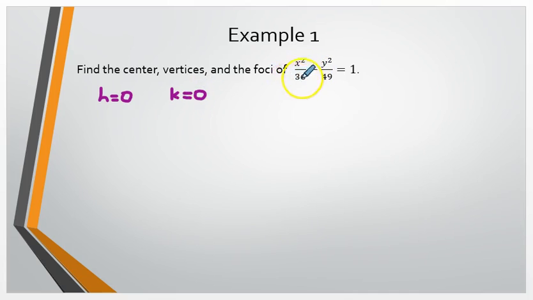And then a squared is always the first denominator. It's not about the bigger one anymore. So in this case, if a squared equals 36, that means a is 6, the square root of the first denominator, and b will always be the second denominator. It should be the negative one. So if you take the square root of 49, that's 7.